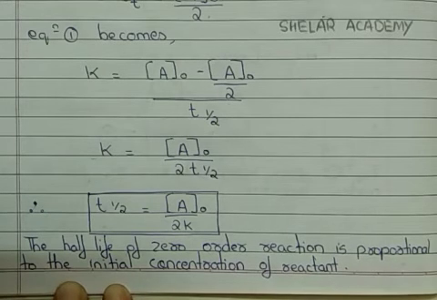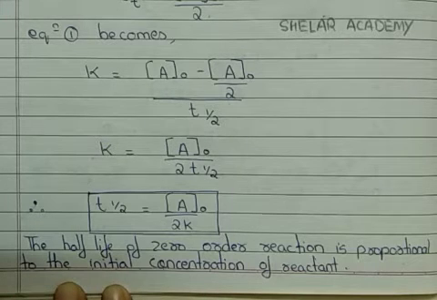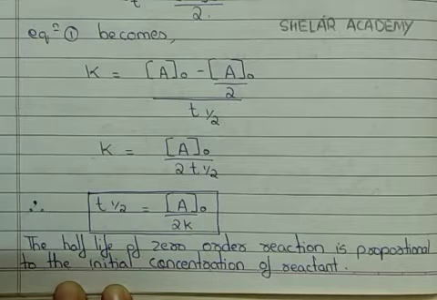Whereas when we have written half-life for our first order reaction, the equation was T half equals 0.693 upon K, where we have said that our T half for first order reaction is independent of the concentration of reactant. Here please remember two very important points. First order reaction's rate is dependent on the concentration of reactant, whereas its T half is independent of the concentration of reactant.